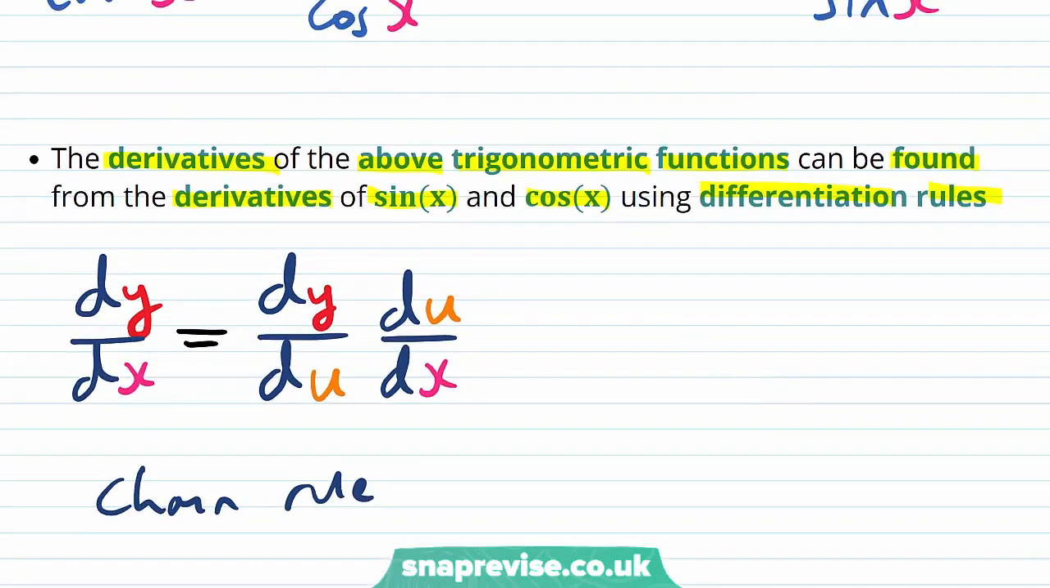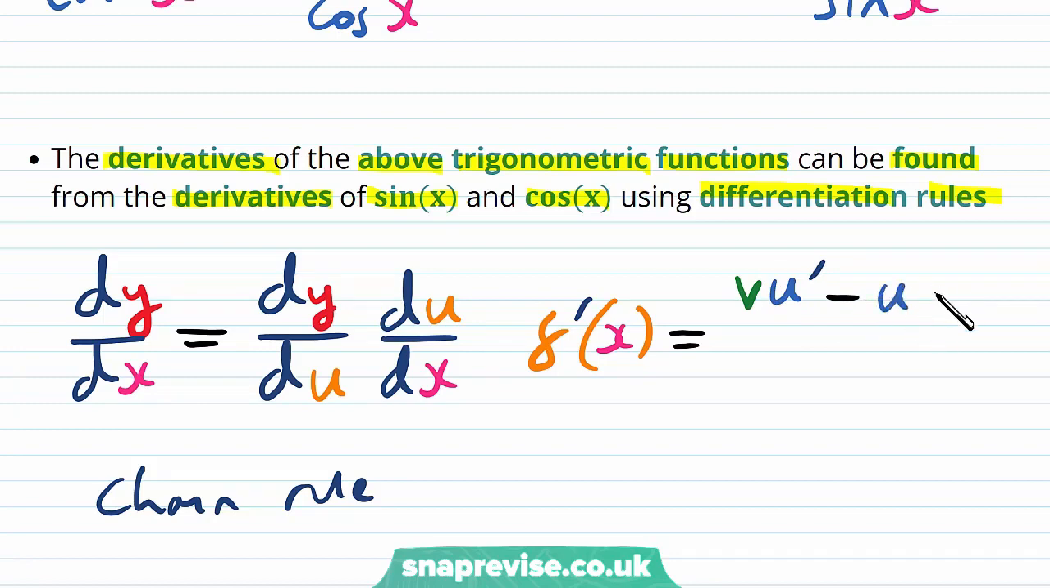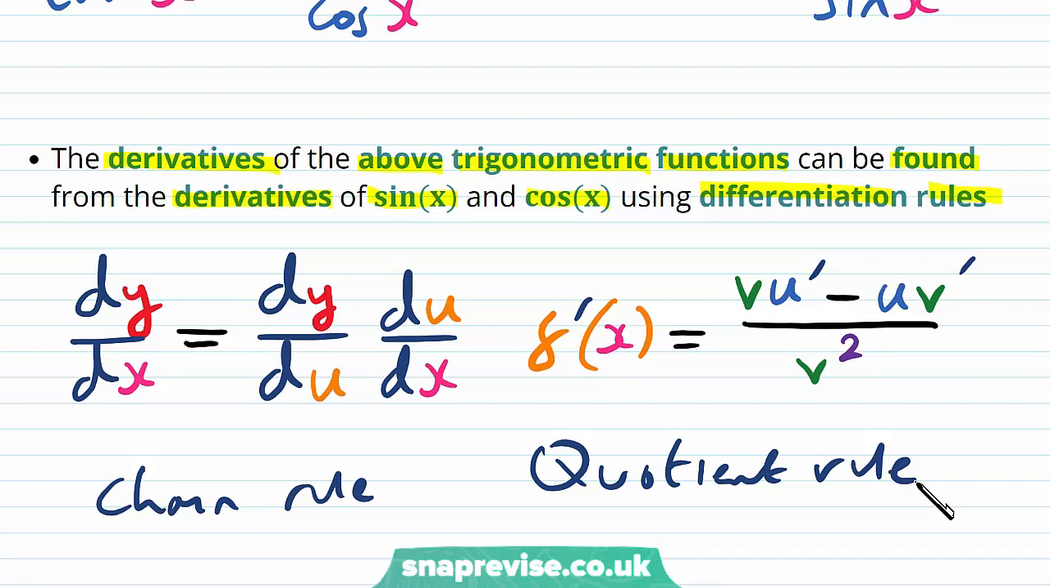And then also, given a function f of x, which you can write as the quotient of functions u of x divided by v of x, in order to find f prime of x, we take the function v, multiply it by the function u prime, and then minus the function u multiplied by the function v prime. And all of this is divided by v squared. This is the quotient rule. We can use these rules in order to differentiate these trigonometric functions.